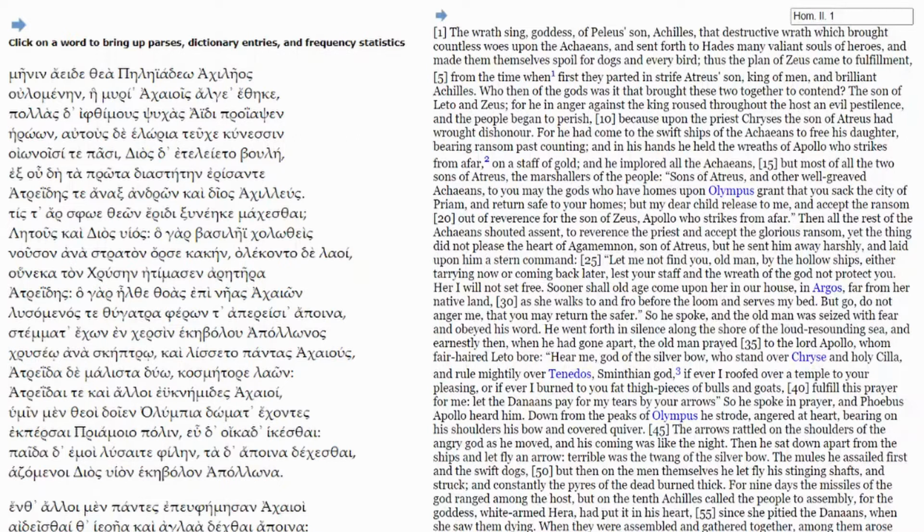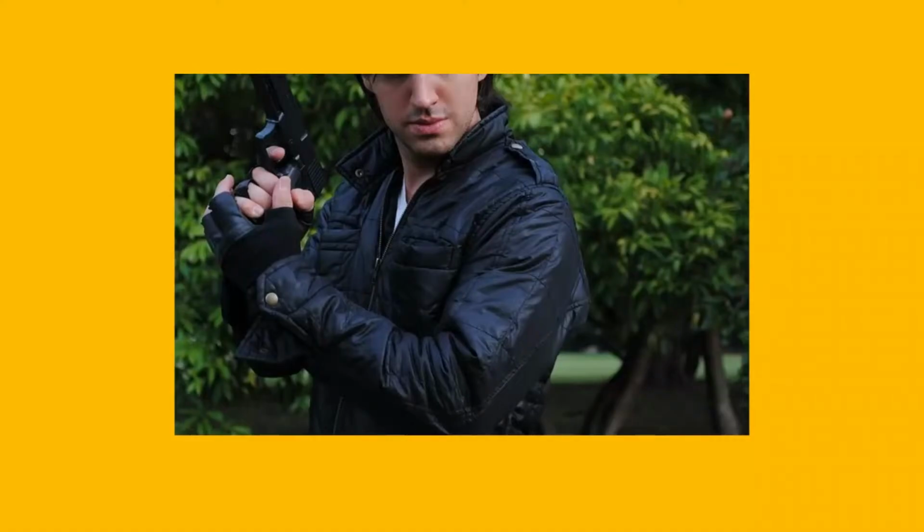And the first line goes, Meinin aeide thea Peleiadeo Achileos. What that first line does is introduce one of the key concepts of the poem. And it's the first word, rage. Meinin means rage, wrath, or anger. And when you translate that first line, it basically is saying, sing, goddess, of the rage of Achilles, the son of Peleus. So why is rage the theme of this poem?